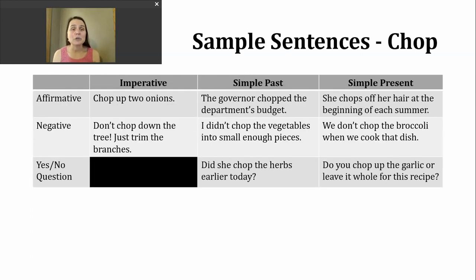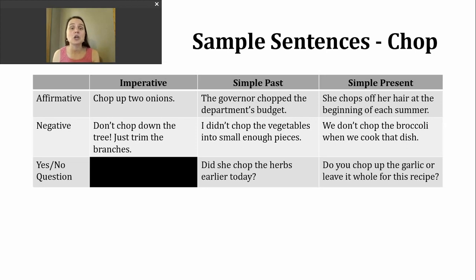Let's continue practicing using chop in a few different tenses. Today we'll talk about the imperative or giving commands. We'll practice simple past and simple present. Let's start with the imperative. Remember, this is very unique because there's no subject that's mentioned in this type of sentence, whether it's spoken or written. The subject is implied, and the subject is you or you plural, meaning more than one person.